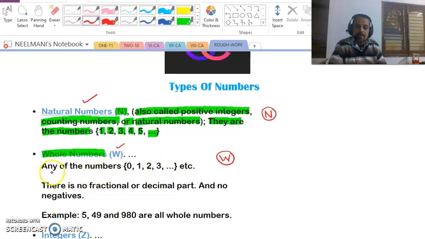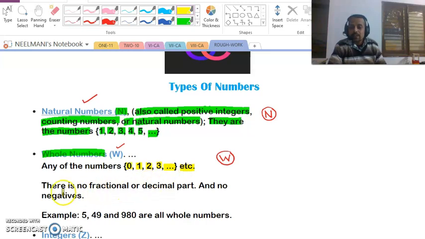So what are the whole numbers? Any of the numbers, remember students, see what I have used here: 0, 1, 2, 3 and so on, etc. These come under the category of whole numbers. So the difference between a natural number and a whole number is that the natural number always starts with 1, 2, 3, 4 and goes on, whereas the whole number starts from 0, 1, 2, 3 and goes on.